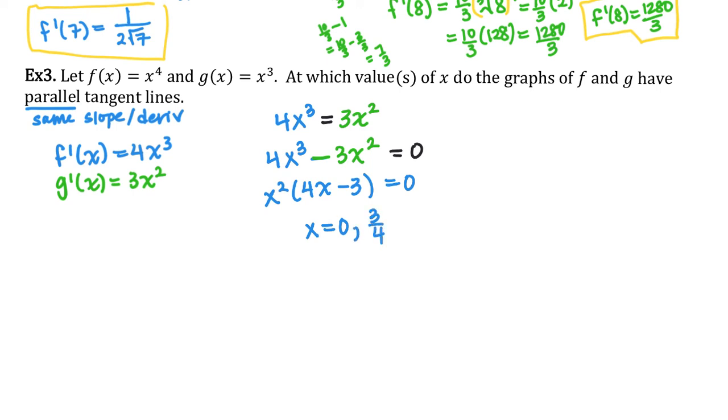Okay, did they only ask for the x values? At which values of x do the graphs of f and g have parallel tangent lines? So at x equals 0 and x equals 3/4, f and g have parallel tangent lines because both of their derivatives are equal to each other or the slopes are equal to each other.